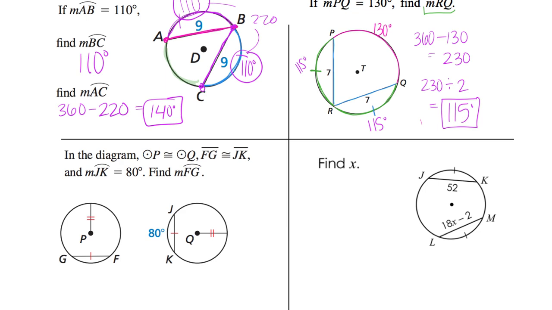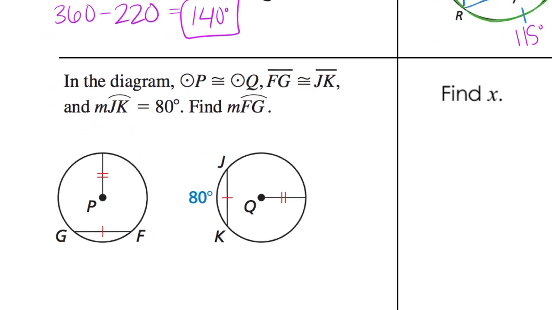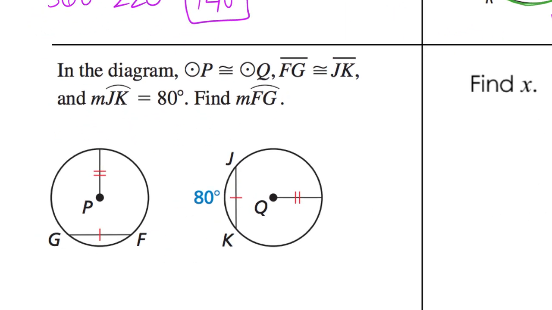Okay, in our third example, we're given this diagram. They are telling you that the two circles are congruent. That's what these little symbols mean. This means circle P is congruent to circle Q. So that means they're the same exact size. They have the same radius, same length here, right?